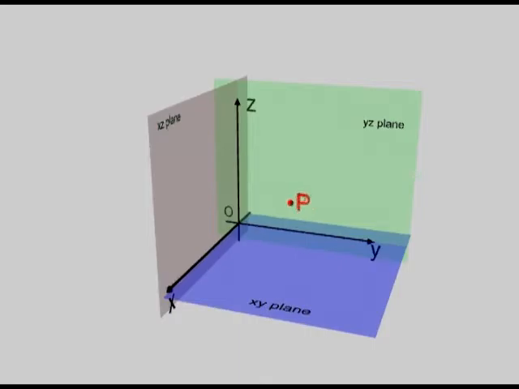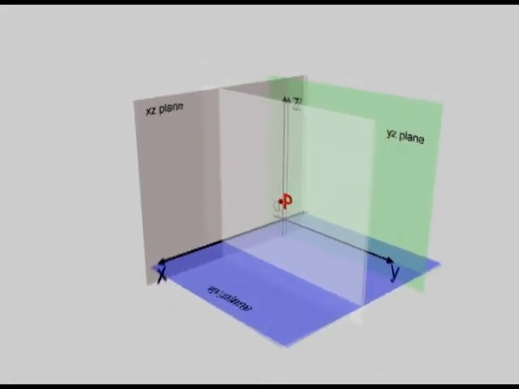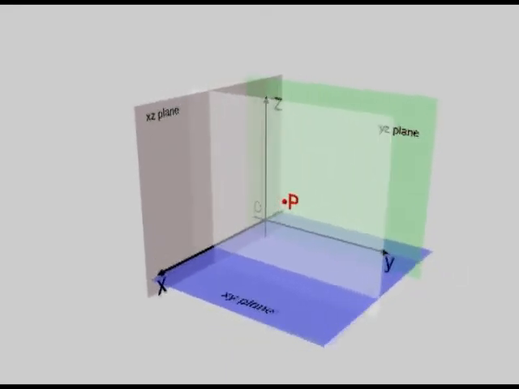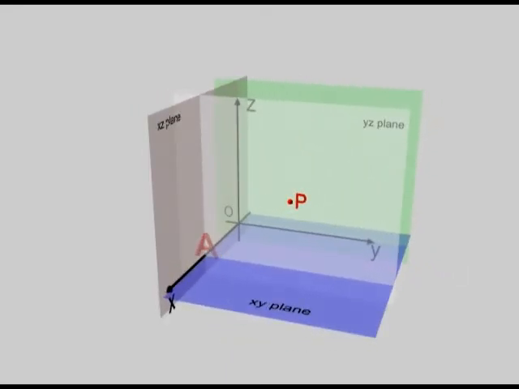Planes can also be used to determine the coordinates of a point. To determine the x-coordinate of point P, draw a plane through P perpendicular to the x-axis. It intersects the x-axis at point A. Line segment OA is the x-coordinate of point P.